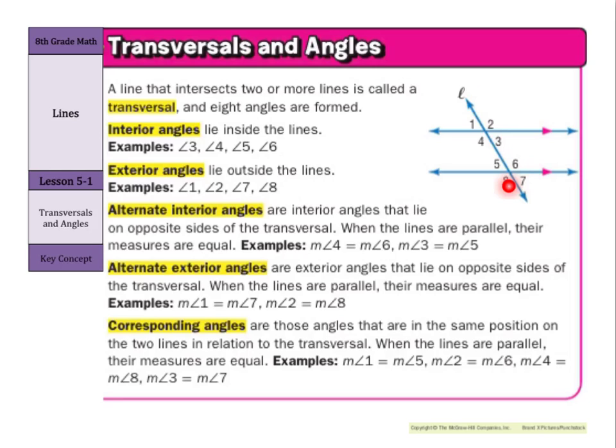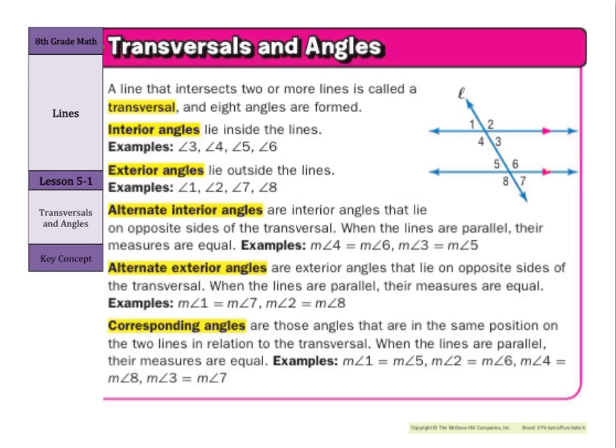Well, interior angles lie inside the lines. If you put your arms kind of straight up into the air around your head, on the inside of those, that's inside. And likewise, if you look at this picture, your interior angles are inside the lines. Well, that's this space here that I'm shading in right now. That's the inside of the parallel lines. So that's why 3, 4, 5, and 6 are interior angles, because they're inside those lines.